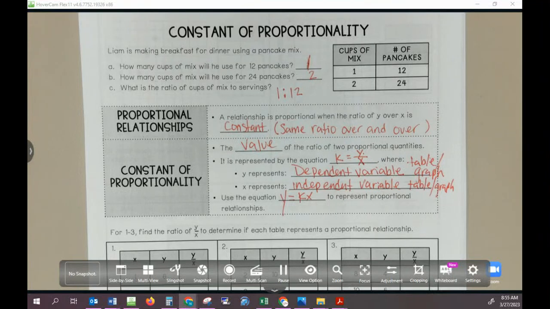For those that are still working on the entry ticket, is there anyone, not entry ticket, but the do now? Is there anyone still working on the do now? No? Okay. Make sure you close down your computers because you don't need them right now.